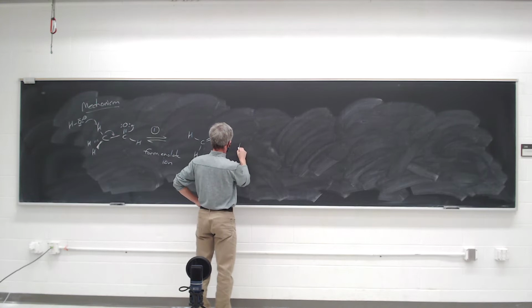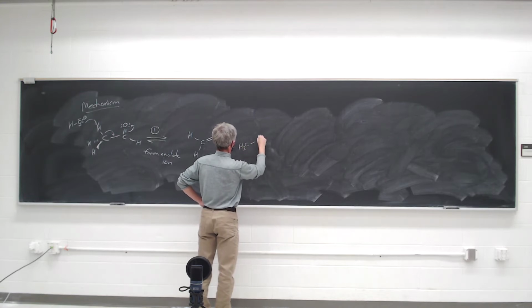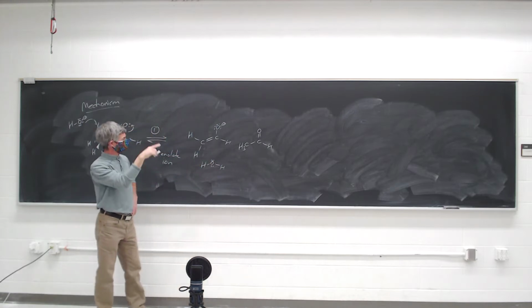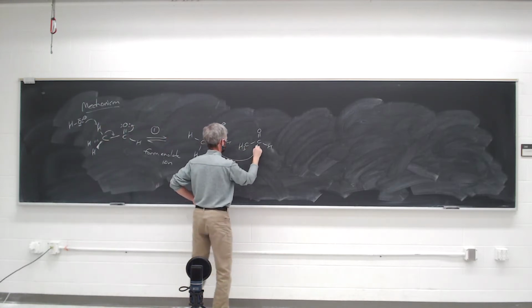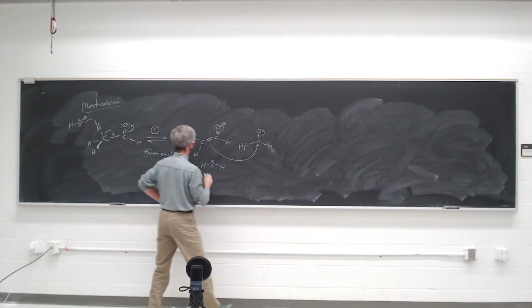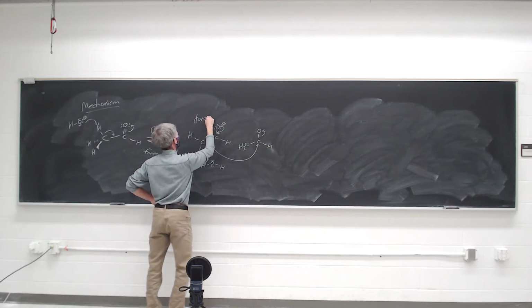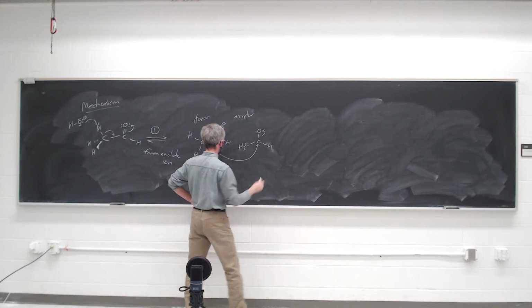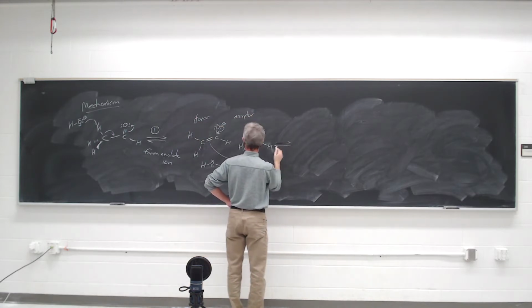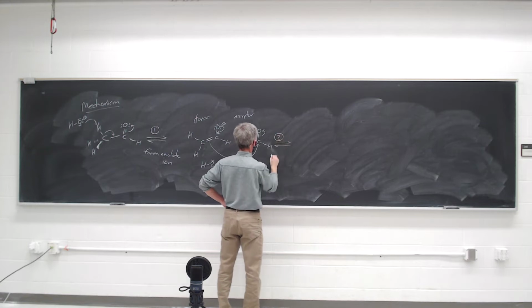The second step is going to be a nucleophilic attack of that enolate ion on a carbon of the second molecule. So here's my donor, here's my acceptor. And we're going to make a new carbon-carbon bond.